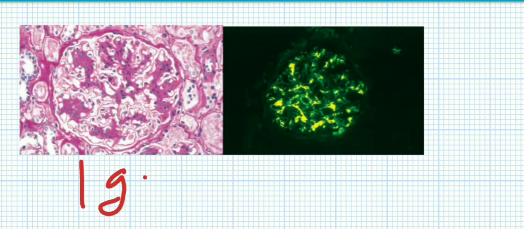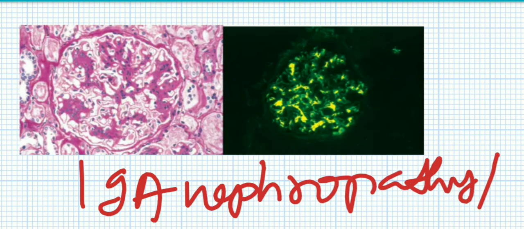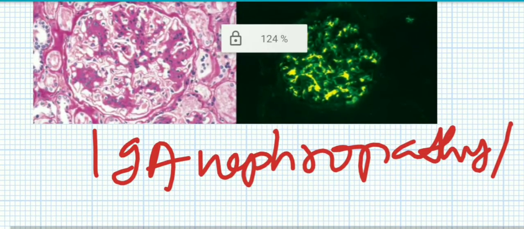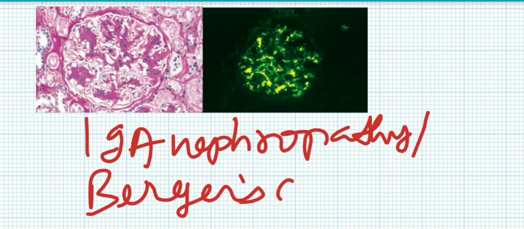So it is IgA nephropathy, or it is Berger's disease. Here you are getting certain mesangial deposits that are observed in this picture. It is a light microscopy finding. Now when you look at the immunofluorescence, it is mesangial immunofluorescence.